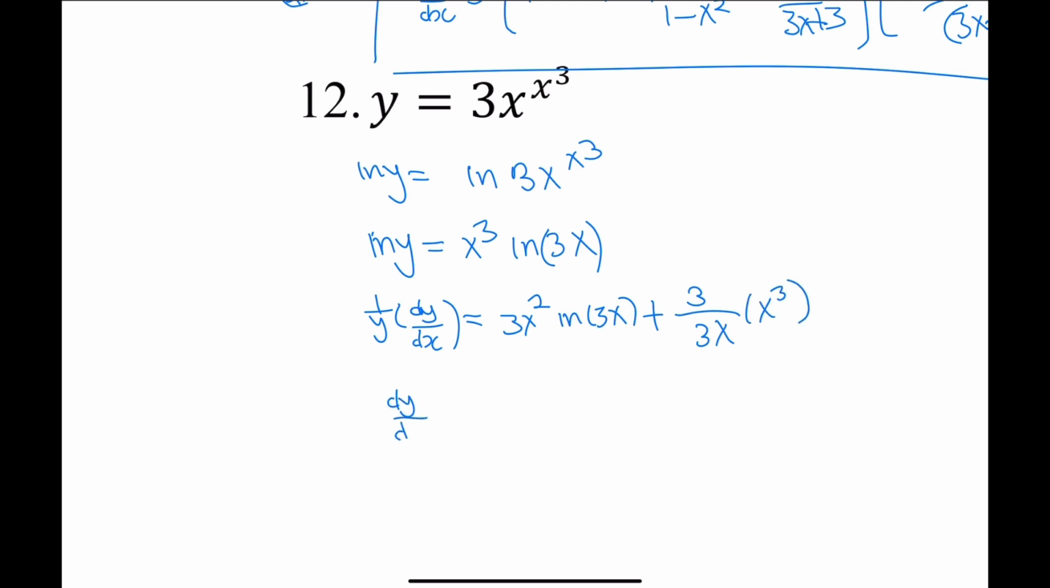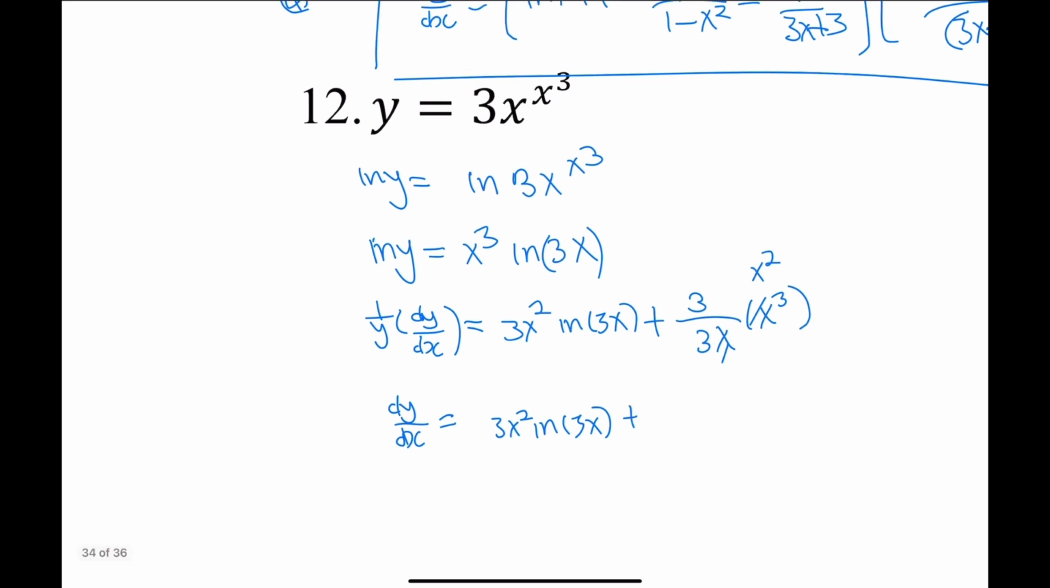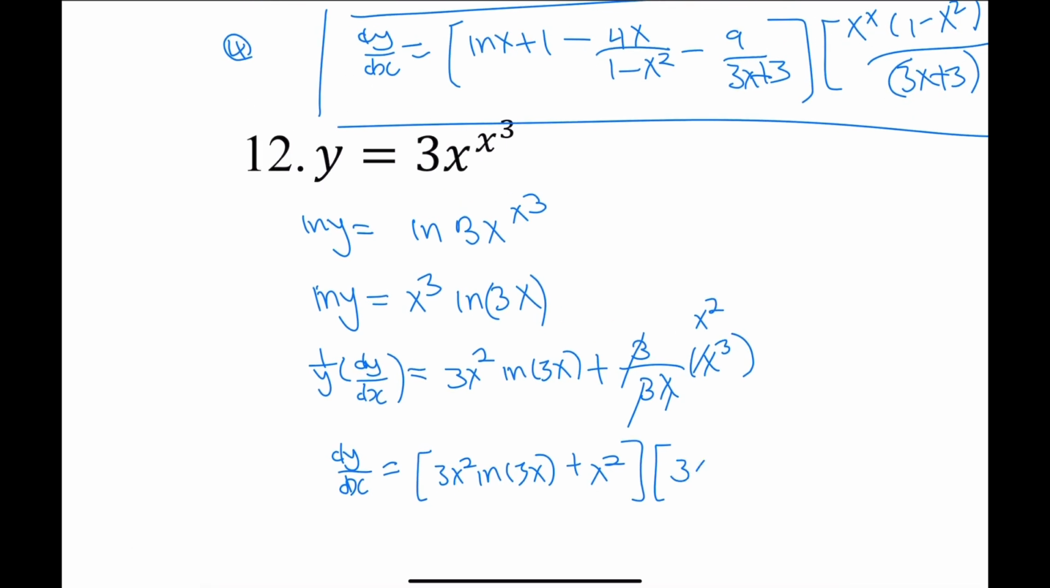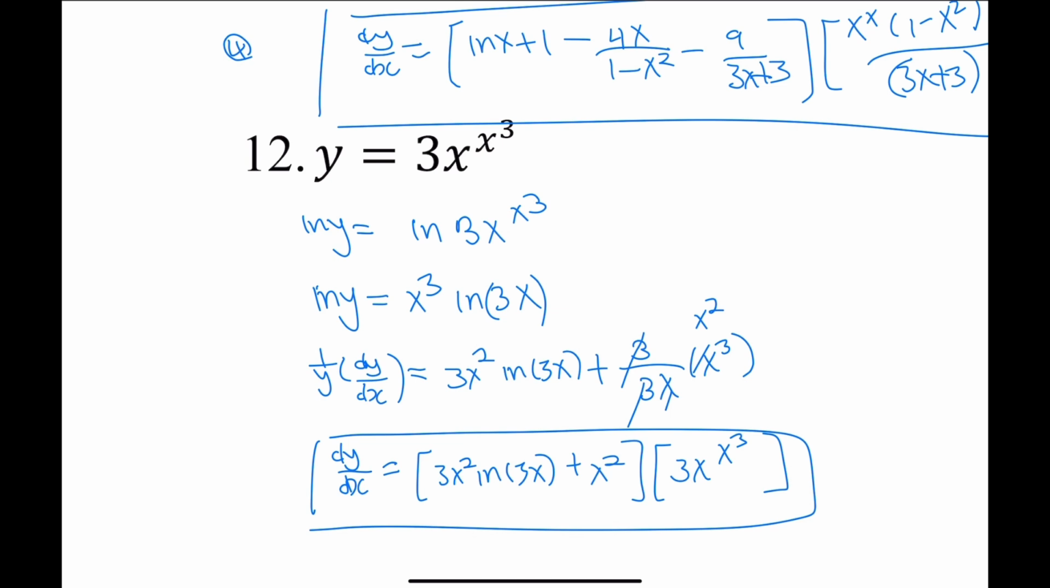This means dy over dx is equal to 3x squared ln 3x plus 3x squared over 3, or just x squared, honestly, right? x squared, this cancels out. And then all this multiplied by y, which is 3x to the x to the third power. So this will be our answer.